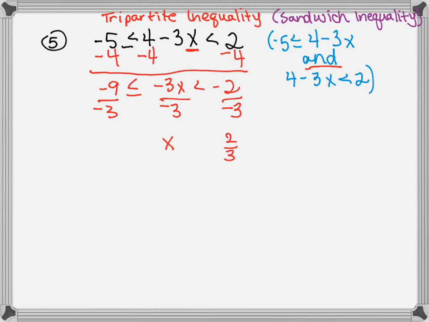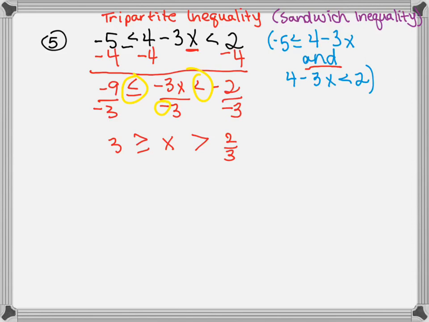We'll get x in the middle. We'll get positive 2/3 on the right. We'll get positive 3 on the left. And because we divided by a negative, we need to flip our inequality symbols. So the less than or equal to becomes a greater than or equal to, and the less than will become a greater than. So we have 3 is greater than or equal to x, which is greater than 2/3.